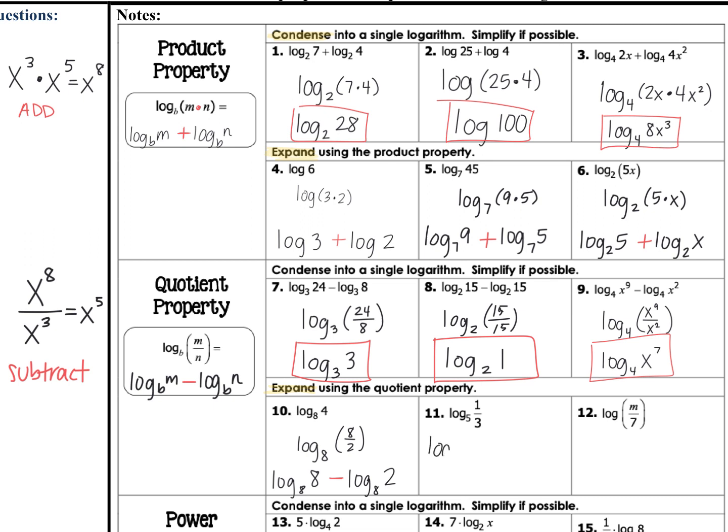Log base 1 minus log base. And then number 12. So please remember, if you do not see a base, it is a 10. You do not need to write in the 10. It is implied, just like when you have an x, we would know that there's a 1 in front of it. You don't need to write the 10.